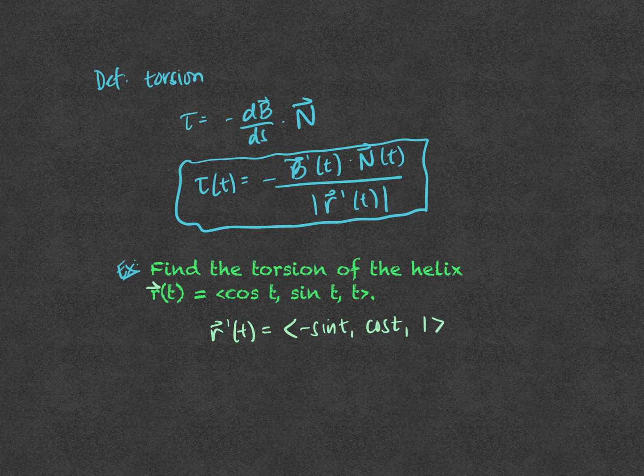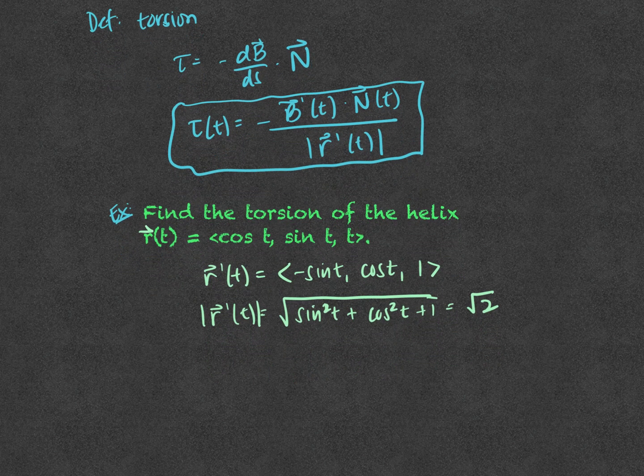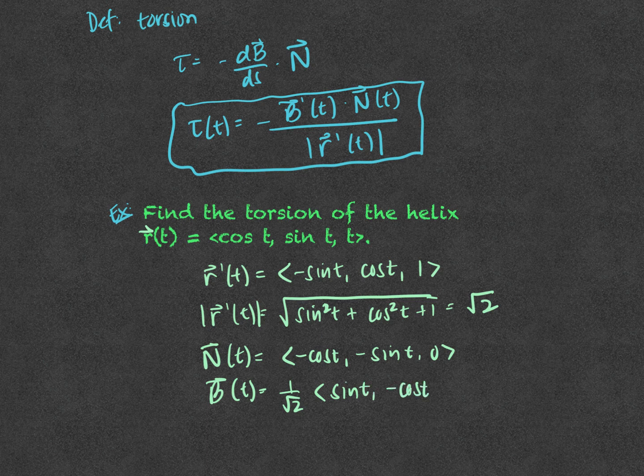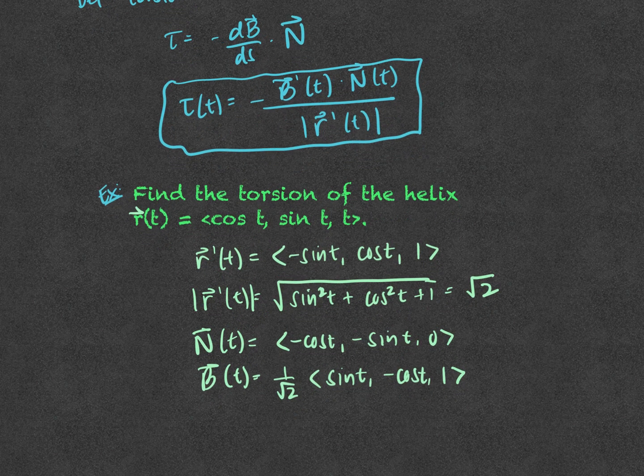But while we did this problem, we found the length of r prime of t. We might as well do it again. It equals the square root of sine squared t plus cosine squared t plus 1, which is the square root of 2. So we've got that. Now we also found n, the unit normal vector, to be negative cosine of t, negative sine of t, 0. And we found the binormal vector to be 1 over the square root of 2 times the vector sine of t, negative cosine of t, 1. So we have all the pieces to find the torsion.